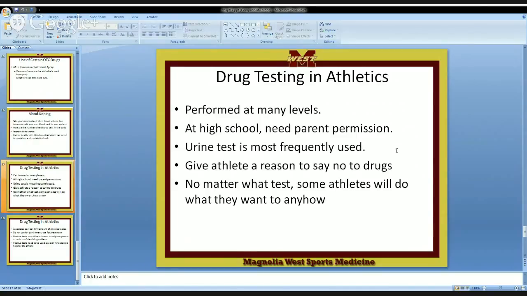Drug testing. Did you know that we do drug testing here? You knew that. Have any of you been picked to do your drug testing? Drug testing is done at high schools. It's done in AAU, college, Olympics, all the major professional sports. Did you know what they're looking for? What kind of drug? Weed? They don't test for weed in the NBA.